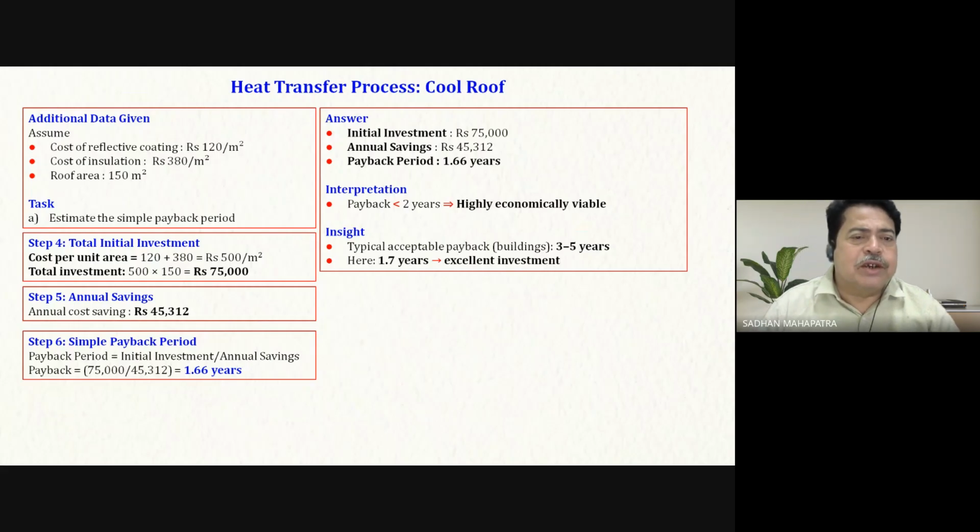So the initial investment is 120 plus 380 into 150 meters square area. So it is 500 into 150, 75,000. What was the annual saving? 45,000. So your payback period is only 1.66 years. It's a very low payback period, highly economically viable.